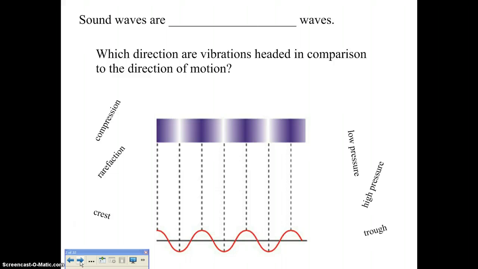Sine waves. So in the last chapter, we talked about longitudinal waves and transverse waves, in which, for longitudinal waves, the particles are vibrating parallel to the direction of motion, and in transverse waves, particles are vibrating perpendicular to the direction of motion. So with that in mind, sound waves are longitudinal waves.